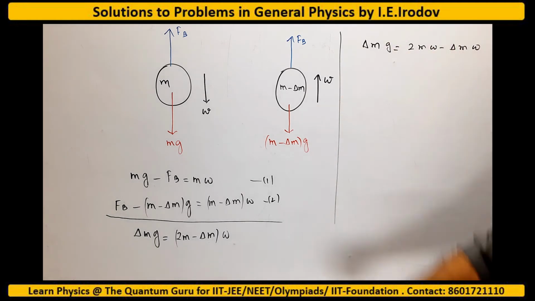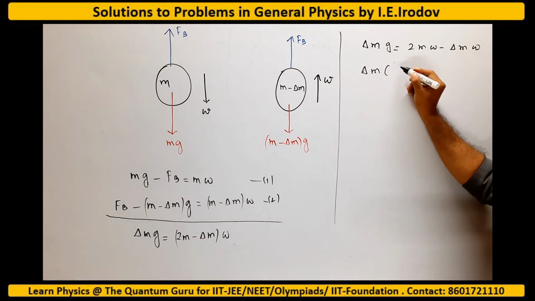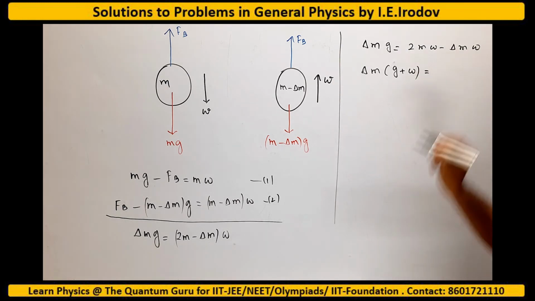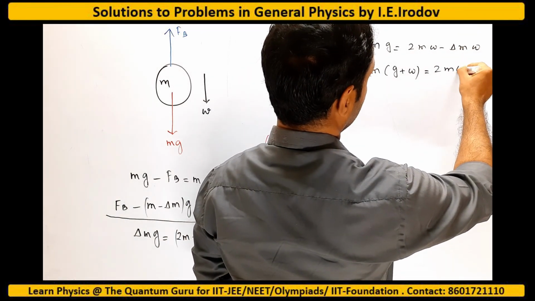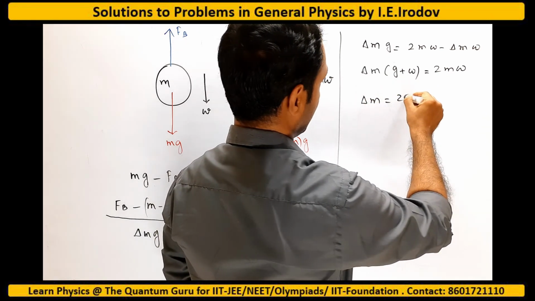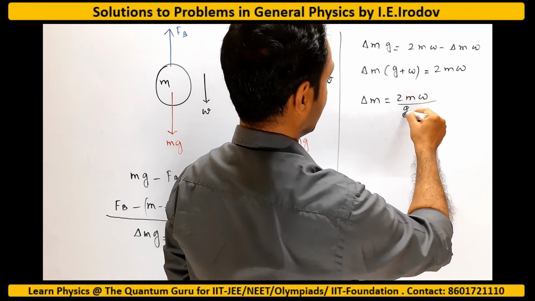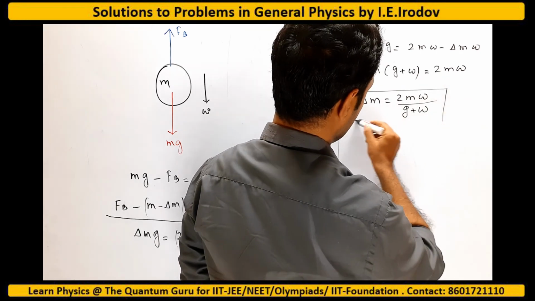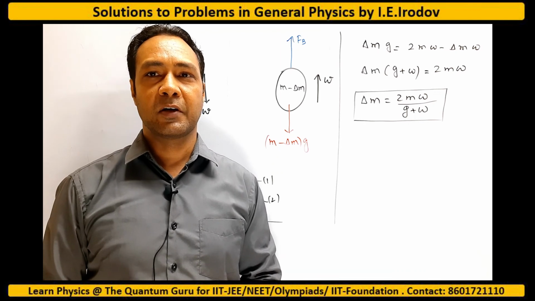So I can take all the delta m on that side. So what we will get, delta m multiplied by (g plus omega), and that would become, from this side, 2m omega. So delta m is equal to 2m omega, or say w, whatever you want to say, divided by (g plus w). So this is the mass that we have to dump so that the aerostat gets the same acceleration in the upward direction. Thank you.